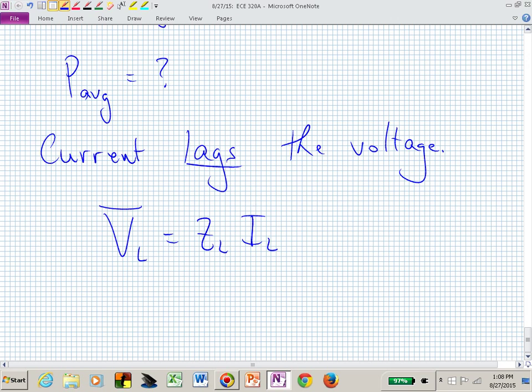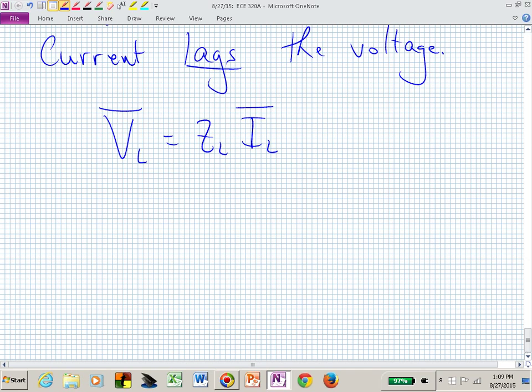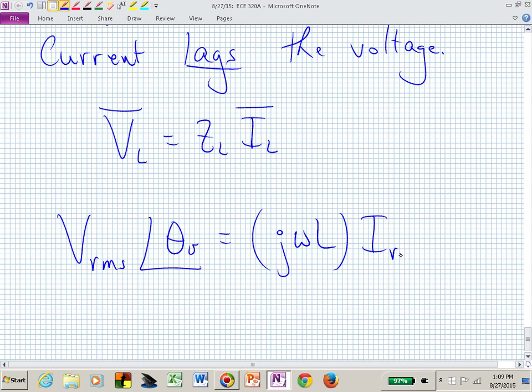And the voltage and the current can both be phasors. The impedance Z, I'm not going to indicate that, but that's a complex number. If V and I are both phasors, let's say that we now have V RMS at some angle theta sub V, and now we have Z sub L, which is j omega L. This is now I RMS at angle theta sub I.